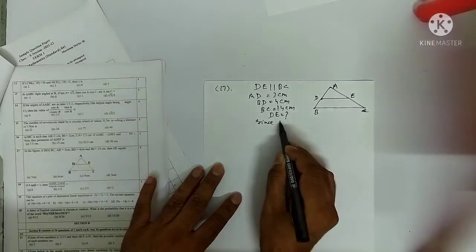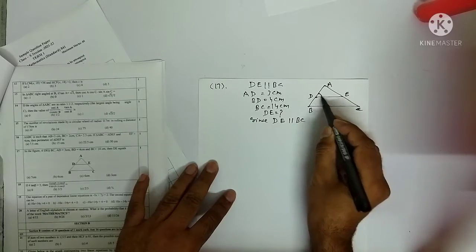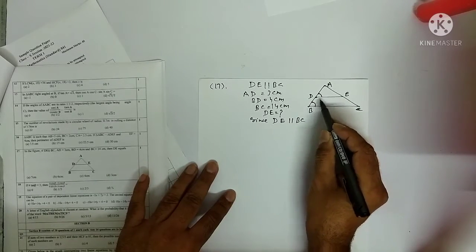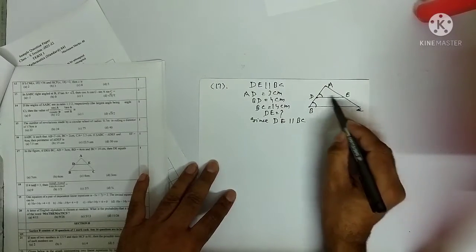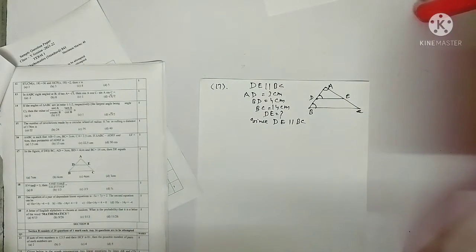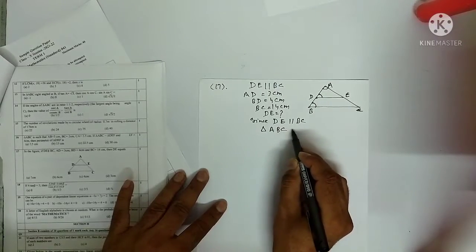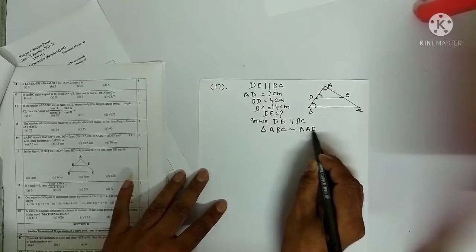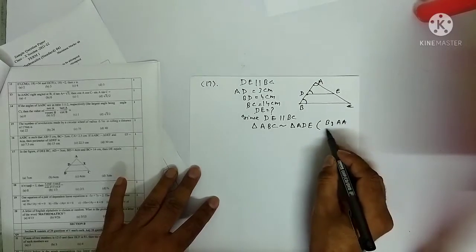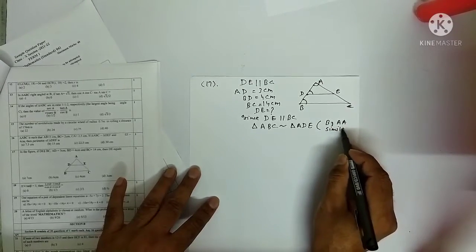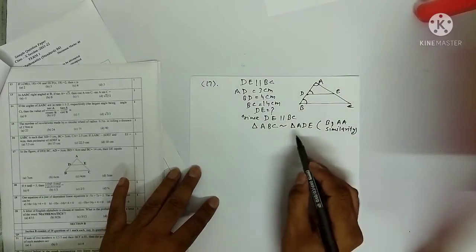Since DE is parallel to BC, this angle and this angle will be equal, corresponding angles. I am comparing triangle ADE and triangle ABC, and this angle in both the triangles is common. So I can write triangle ABC, the bigger triangle, is similar to the smaller triangle, that is triangle ADE. And by which similarity? By AA similarity. Both the triangles will be similar. And when both the triangles are similar, their corresponding sides are proportional.